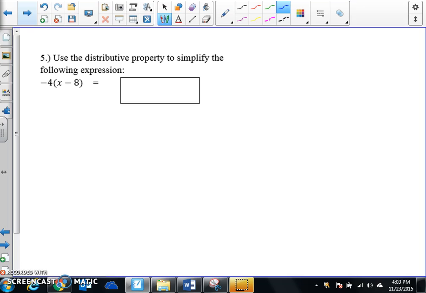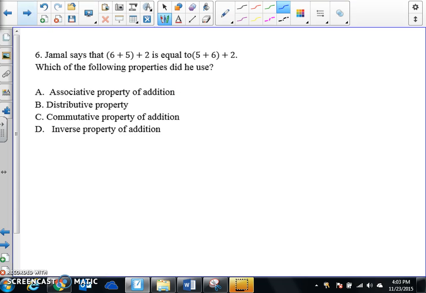All right, speaking of the distributive property, negative 4 times x is negative 4x. A negative and a negative is a positive. 4 times 8 is 32. That's it. Jamal says that 6 plus 5 plus 2 is equal to 5 plus 6 plus 2. Which of the following properties? All right, so for it to be associative, I would have to say 6, 5, 2, 6. No. Okay, so then I look at distributive. I'm not distributing anything, so no. Commutative. So 6, 5 flip-flops with 5, 6. So it is the commutative property.